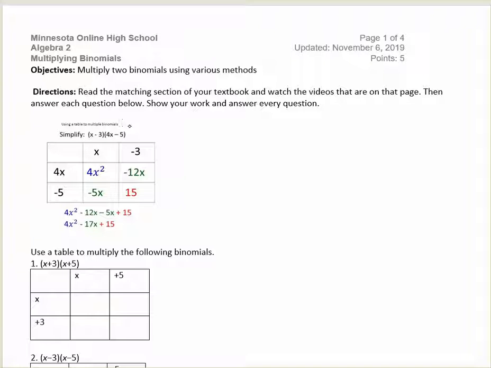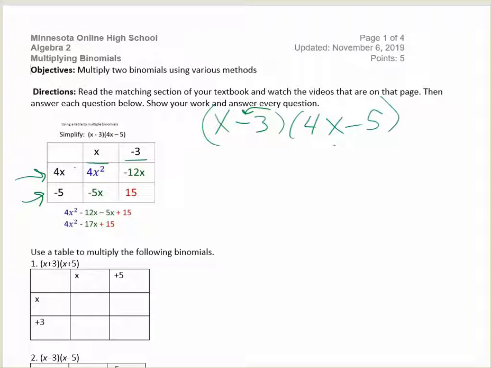If you are going to multiply, it's a little bit small, but it's x minus 3, and they're multiplying that by 4x minus 5. So using a table, you put the x, and the sign in front of this 3 has to go with it in the second column, and then going down, there's the 4x minus 5. Note that each one needs the sign in front of it.